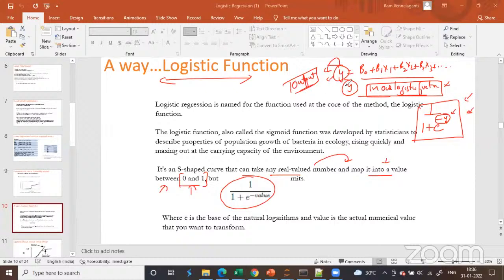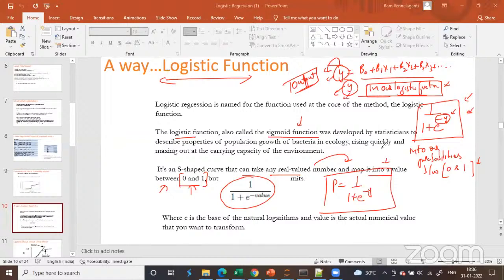So we can convert whatever output we get from our equation into probability values, a value between 0 and 1 first. That is the purpose of using the logistic function 1 by 1 plus e power minus y. This logistic function you can also call a sigmoid function, or your sigmoid curve. So what is the formula for probability? 1 by 1 plus e power minus y. Whatever value you get from your multiple linear regression, simply substitute it in your logistic function, and it is going to convert that value into a probability value which lies between 0 and 1. That is what you are supposed to do.